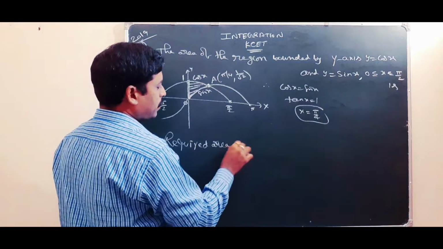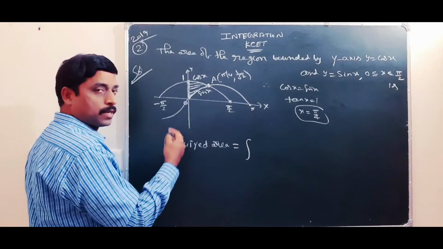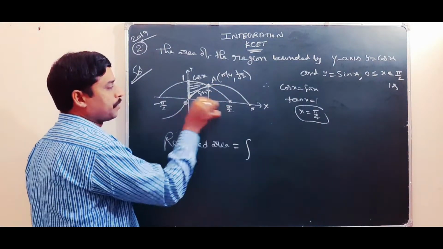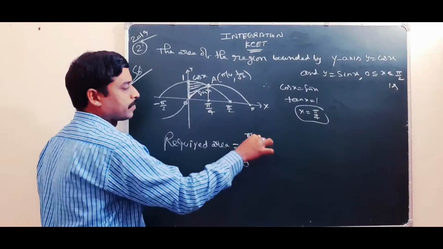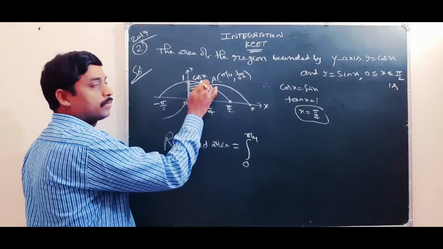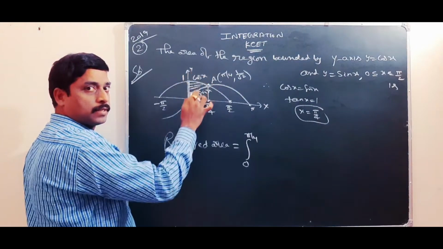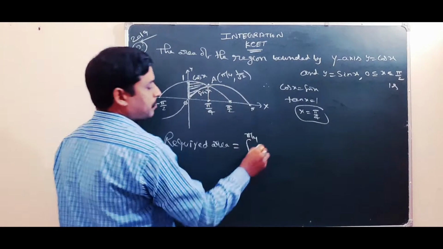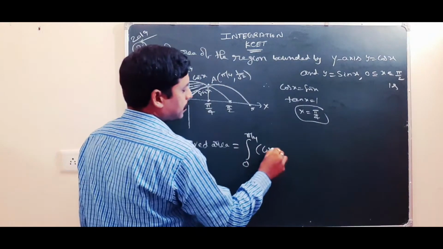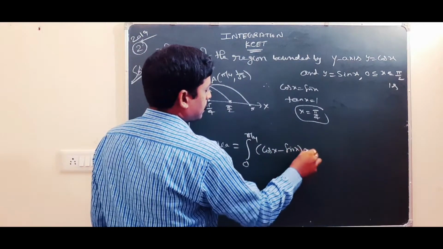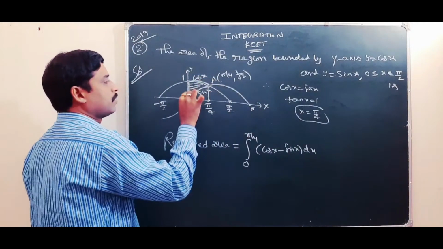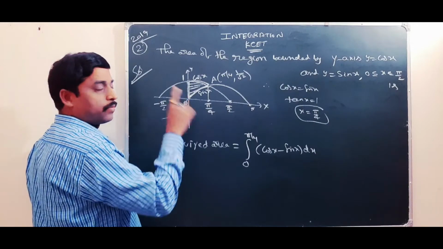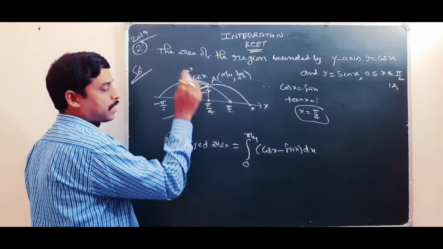So the required area is an integral. Let us take the x limits, 0 to pi by 4. We take the difference between the two curves, above curve minus below curve. The above curve is cos x and the below curve is sin x. So the required area is the region bounded by the y-axis, cos x and sin x.